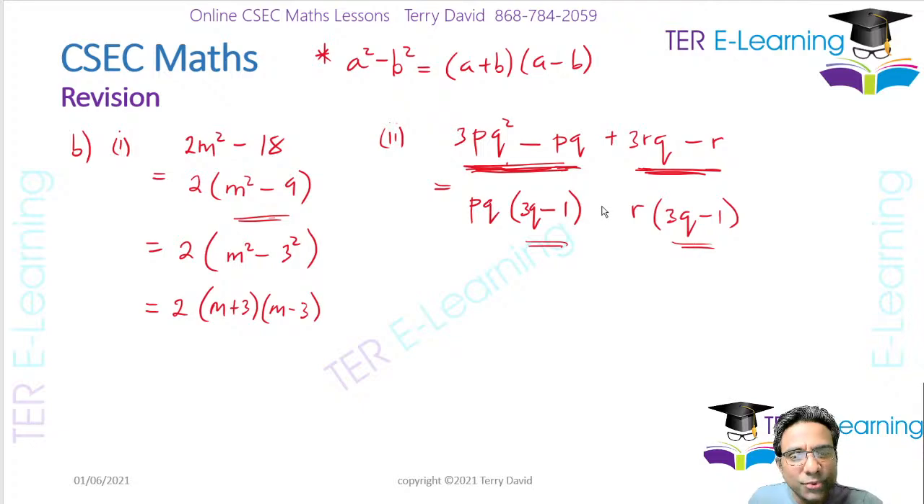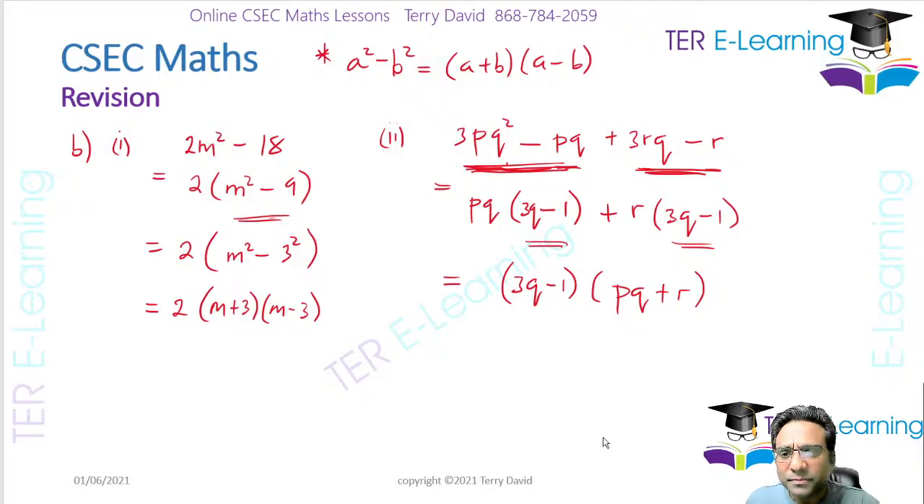So the only thing I need to do now is put the correct sign here. The only way that can happen is if this is a plus sign. So for my final answer, because I have a bracket that is common, I'm going to write that common bracket first. So this is going to be 3q minus 1, open brackets, pq plus r. And that's my answer there. That's how I factorize by grouping.